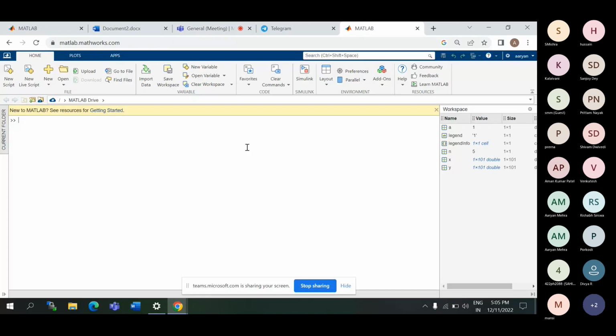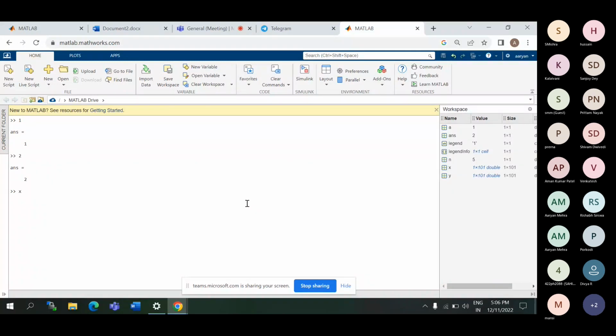So you will see something like this. This is called the MATLAB command window. The white area in between is called the MATLAB command window. If I type one, it gives me back one. The answer is one. If I type two, it gives me back two.